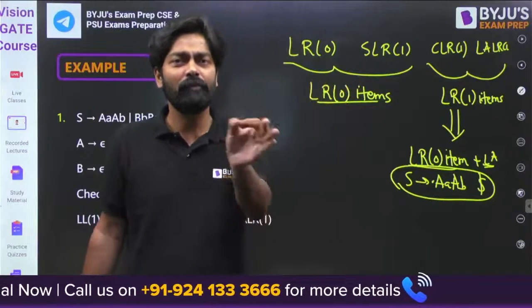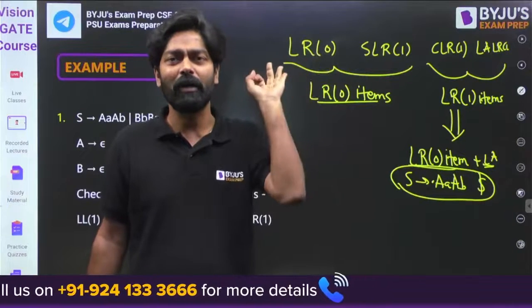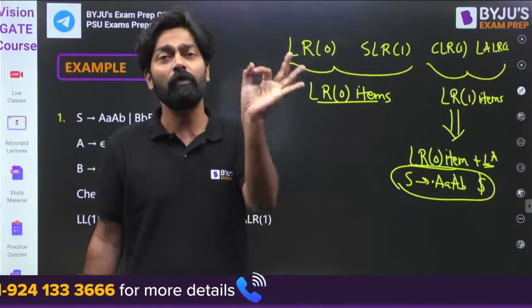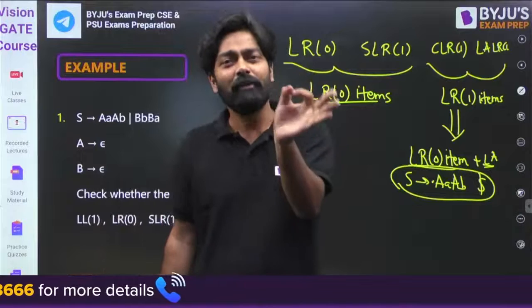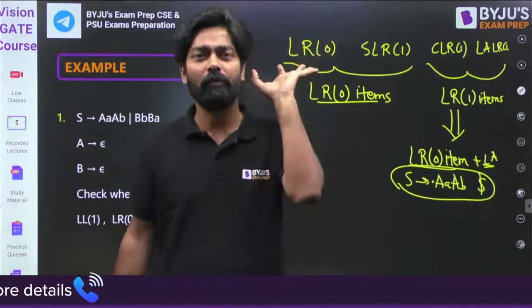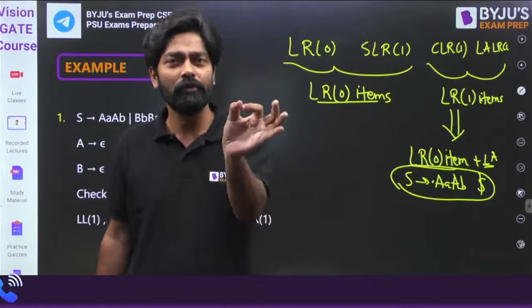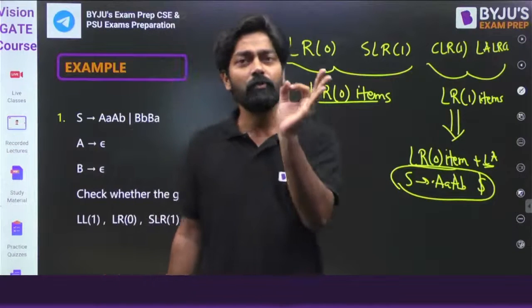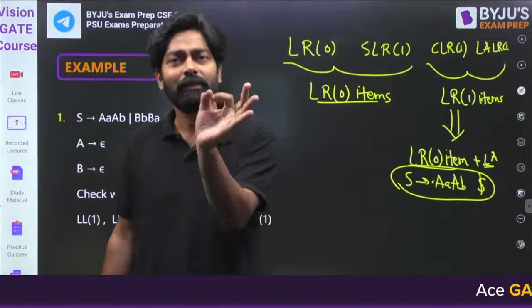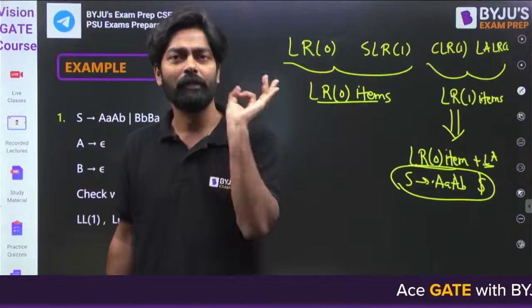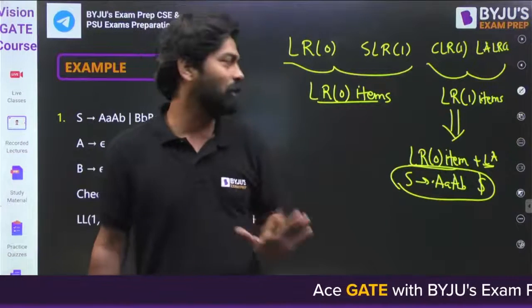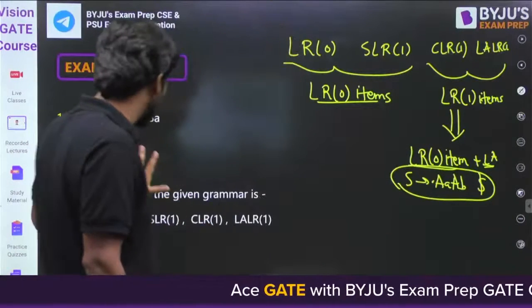Fine. There is no shift-shift conflict because we are making a DFA. What we have is only shift reduce conflict or reduce reduce conflict. We have 2 types of conflict: shift reduce or reduce reduce. And see clearly, please note down, a state item will not create any problem. Is that clear? Fine.